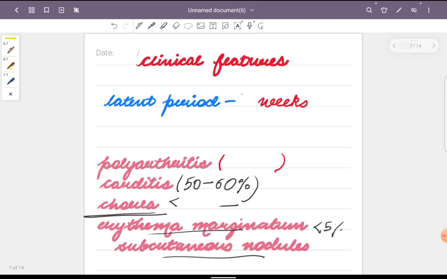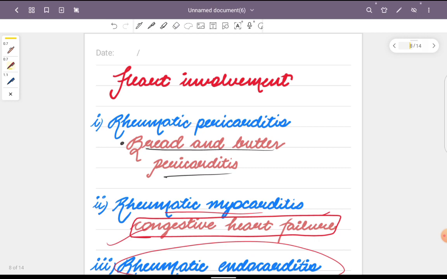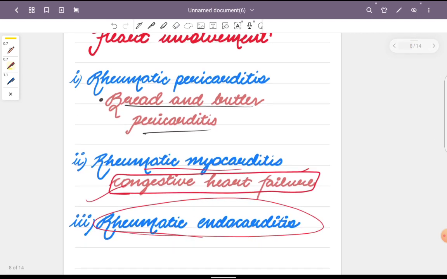Now we'll talk about the clinical features. So there is a latent period of 3 weeks between the precipitating group A streptococcal infection and appearance of the clinical features of acute rheumatic fever. The most common presentation is polyarthritis, which is seen in 60 to 75% of cases. Chorea is seen in less than 2% to 30% of the cases. Carditis is seen in 50 to 60% of the cases. Erythema marginatum and subcutaneous nodules are very rare.